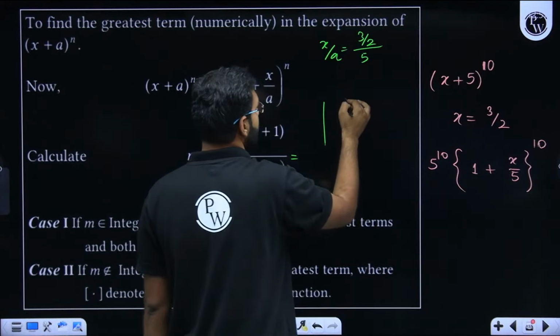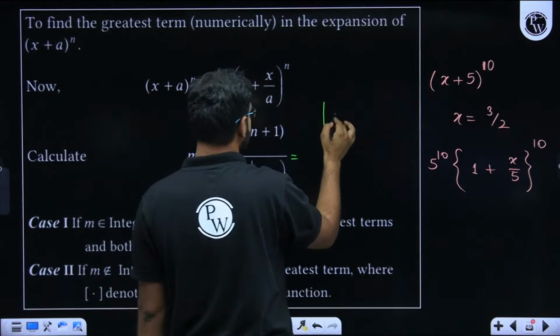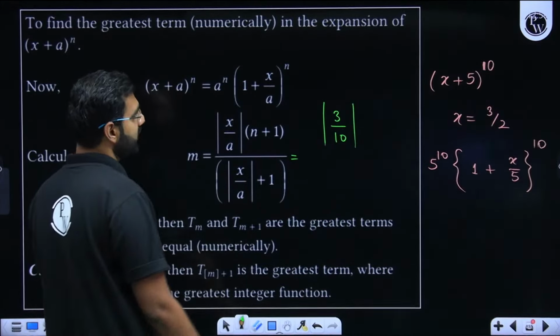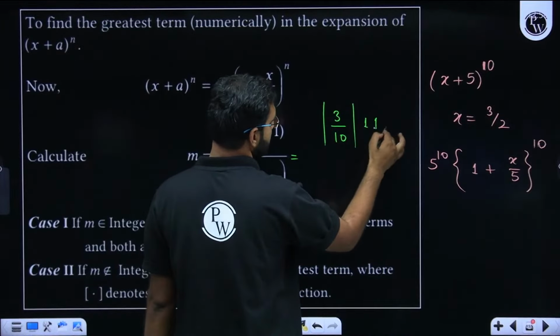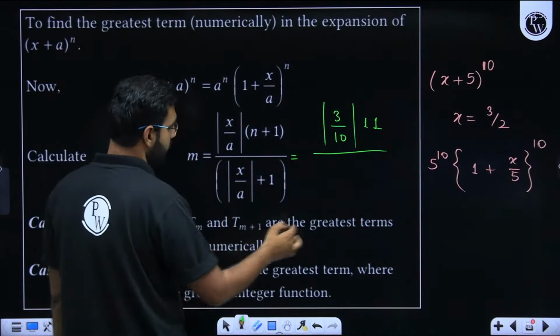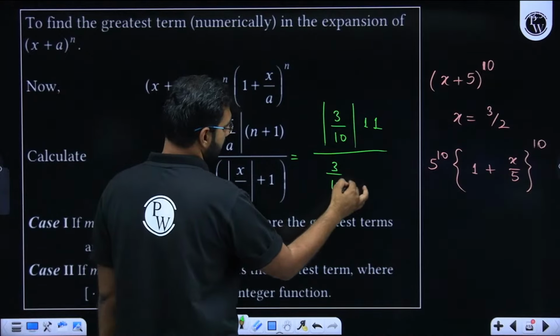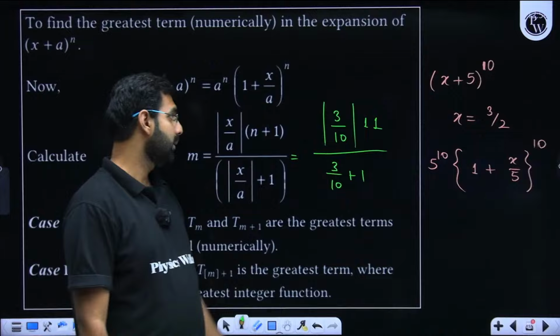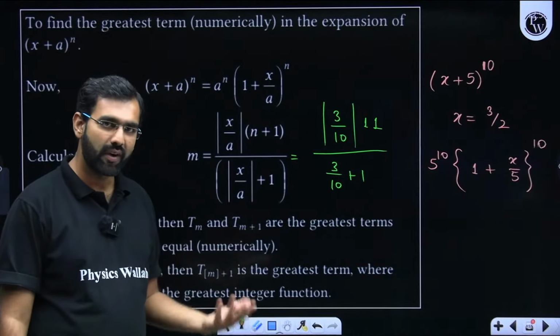I hope you're understanding it. So it is 3 by 10. So it is 3 by 10 times (n + 1). What is n? Sir, n is 10, so n + 1 is 11, divided by, again, mod x by a, which is 3 by 10, plus 1. Everybody with me on this? I hope no confusion on that. Here, please remember, modulus I need not put because it is already positive.